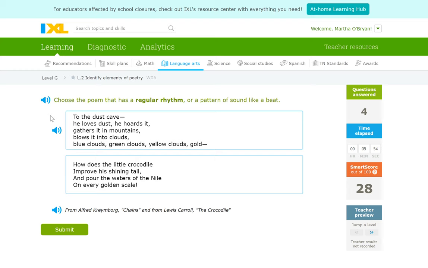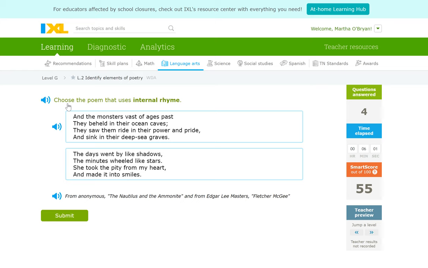Another one, choose a poem that has regular rhythm. I'm actually going to skip that since we already did one. Choose a poem that uses internal rhyme. So let's find if there's an internal rhyme.